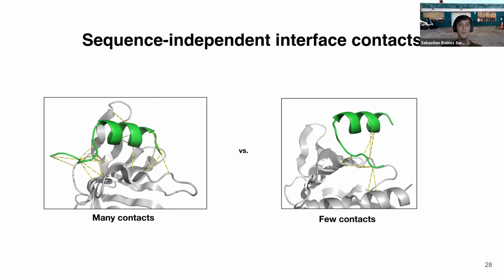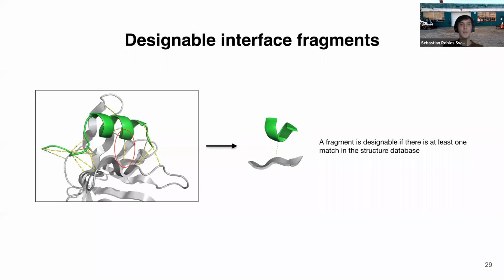Okay, so the basic idea was to prioritize things that actually make interactions or can make interactions with the protein. The next step was to ask whether, if we define interface fragments around these contacts, they're designable. We defined designability in this case as whether or not we could find a match to this interface fragment in the structured database.